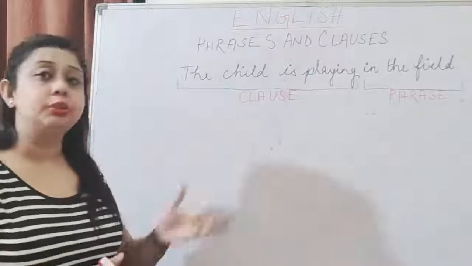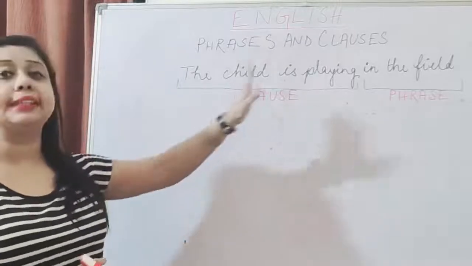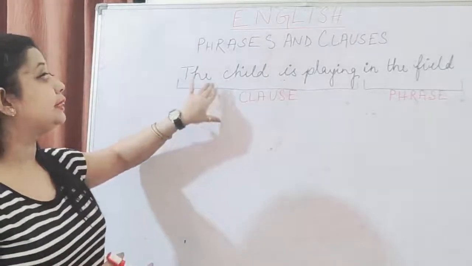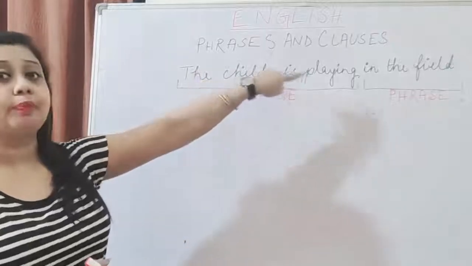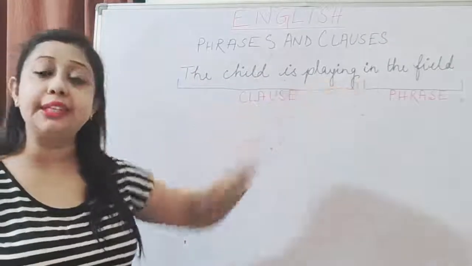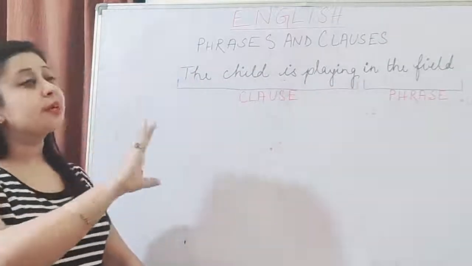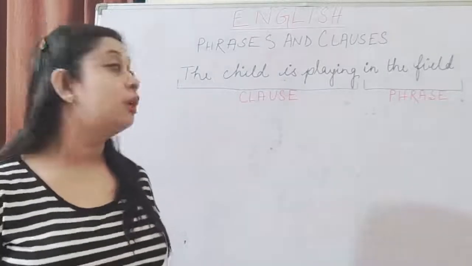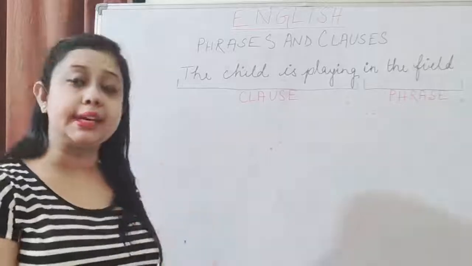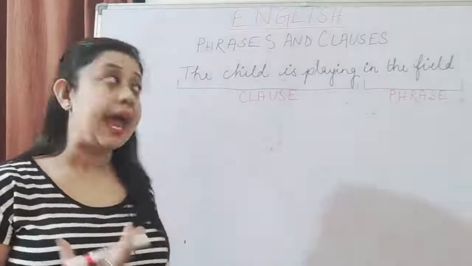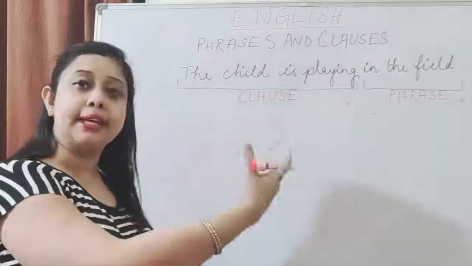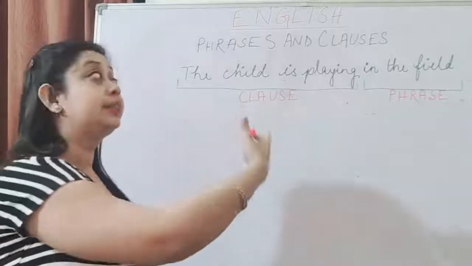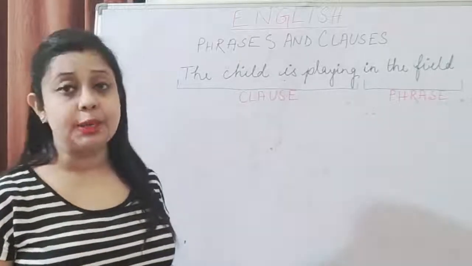So, see students, here I have written a sentence. And what is that sentence? The child is playing in the field. So, this is a complete sentence and we all can understand its meaning, isn't it? We can understand that there is a child about whom we are talking, and that particular child is playing. And where is the child playing? He is playing in the field.